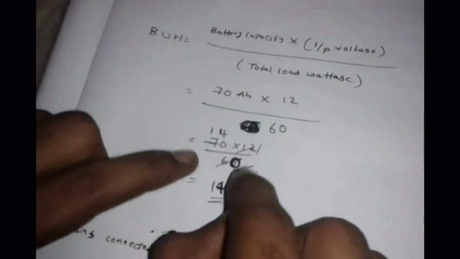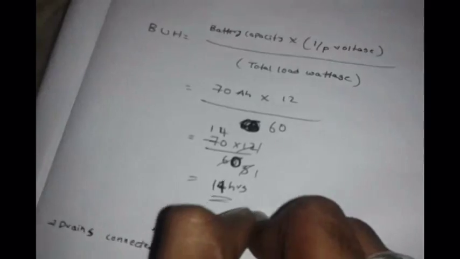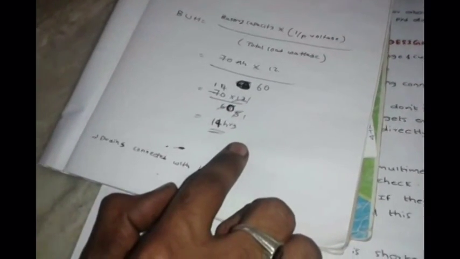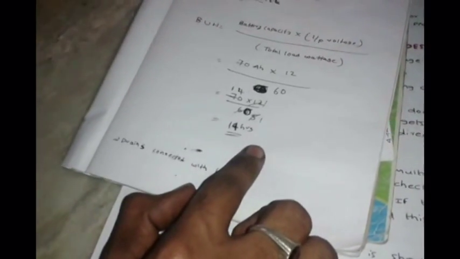70 into 12 by 60, it's 14 hours. The backup is 14 hours. With this inverter and this battery, you can run the inverter for 14 hours. By using a battery with a different Ah, there will be a difference in the hours of running the inverter.